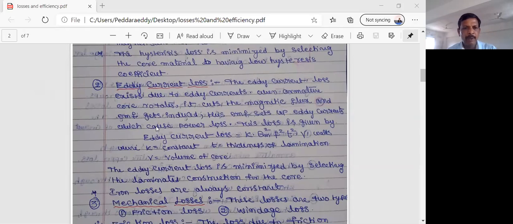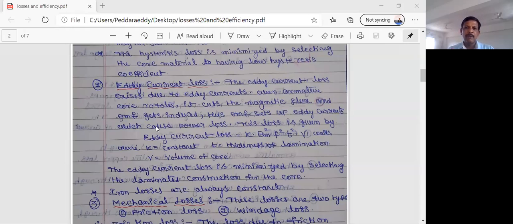And coming to the other iron loss, that is eddy current loss. The eddy current loss exists due to eddy currents. So this loss is due to eddy currents. When the armature core rotates, it cuts the magnetic flux and EMF is induced.